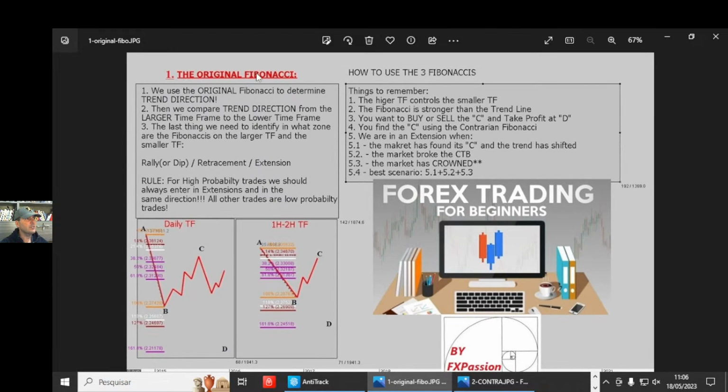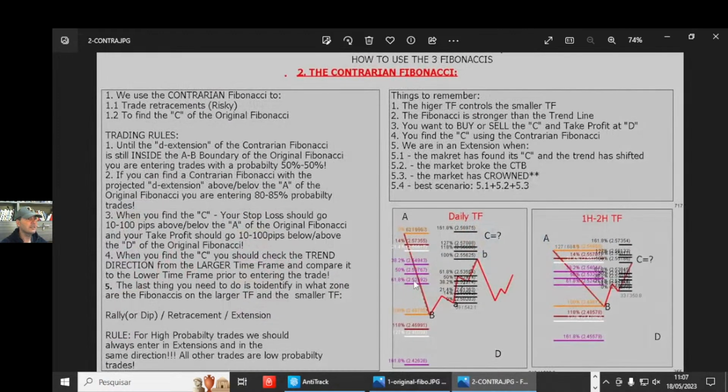we are going to use the original Fibonacci, everybody. Number one, we use the original Fibonacci to determine trend direction, and number two, then we compare trend direction from the larger time frame to the lower time frame. And the last thing we need to identify is in what zone are the Fibonacci's on the larger time frame and the smaller time frame. Okay, so the original, you are all well skilled, nothing special, nothing difficult. Now take a screenshot of this one, everybody.